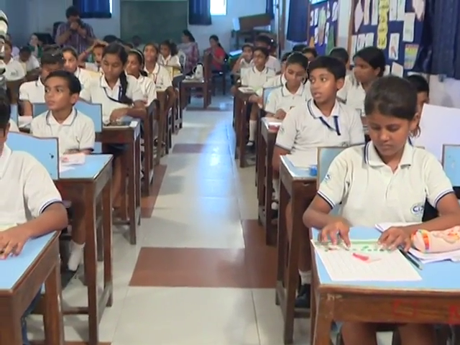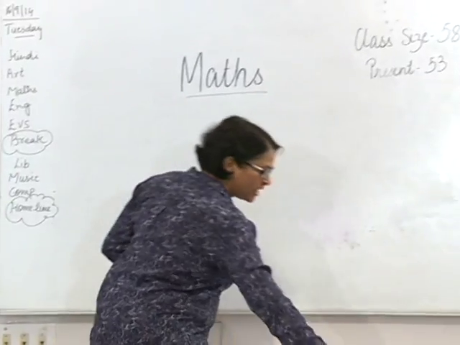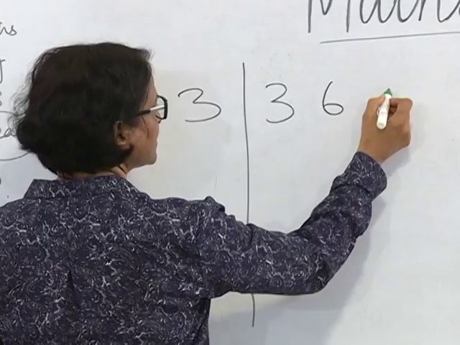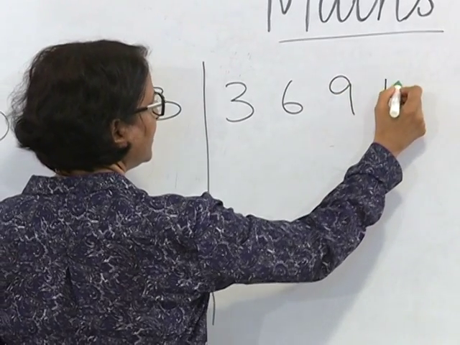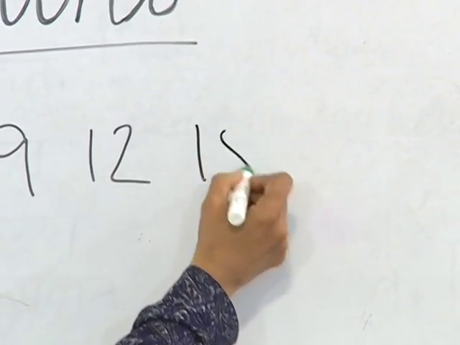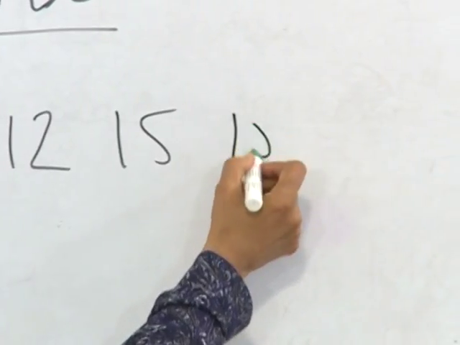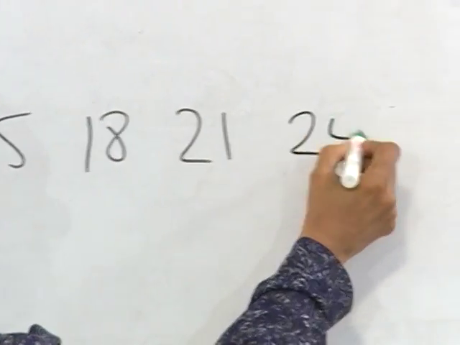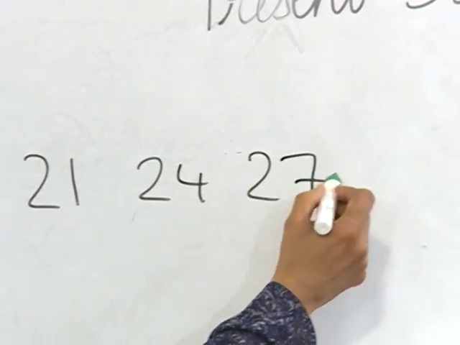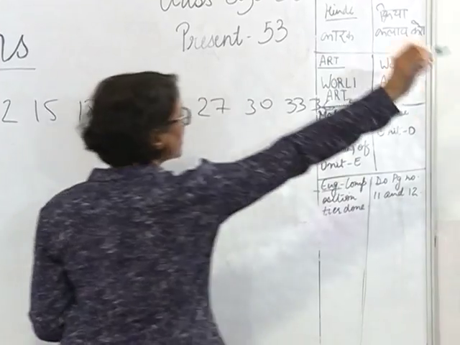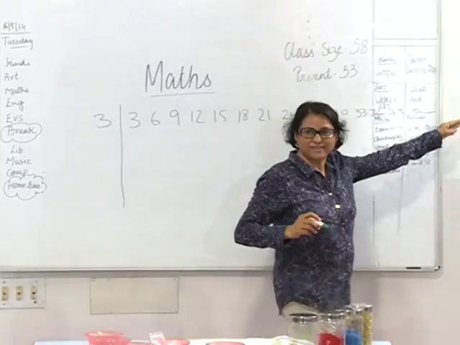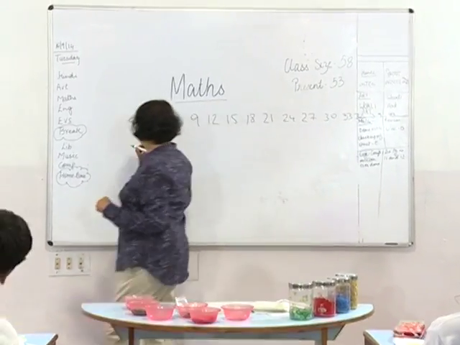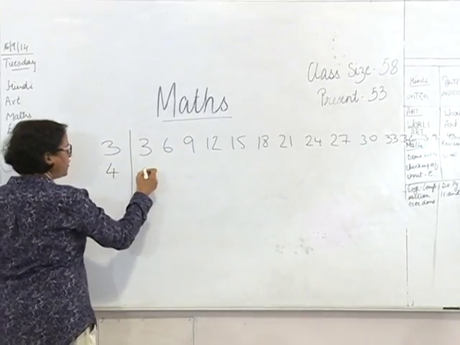So we can write them like this: multiples of 3 are 3, 6, 9, 12, 15, 18, 21, and we can go on, right? It's a long line, and these are all multiples of 3. Can you now tell me what are multiples of 4?